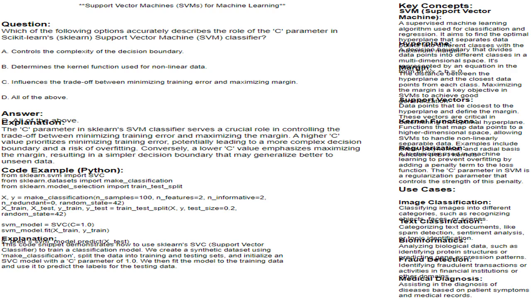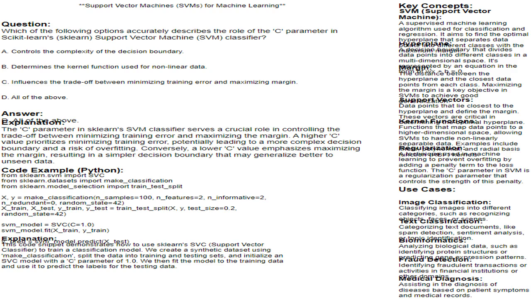Which of the following options accurately describes the role of the C parameter in scikit-learn's sklearn support vector machine (SVM) classifier? A. Controls the complexity of the decision boundary. B. Determines the kernel function used for nonlinear data. C. Influences the trade-off between minimizing training error and maximizing margin. D. All of the above.